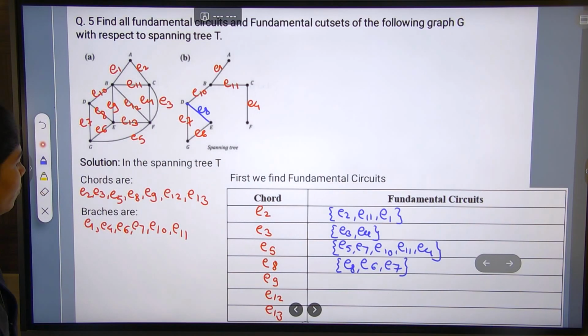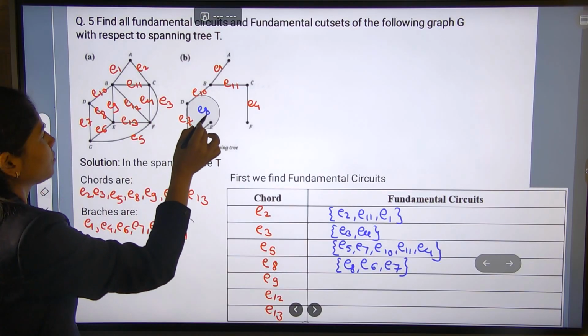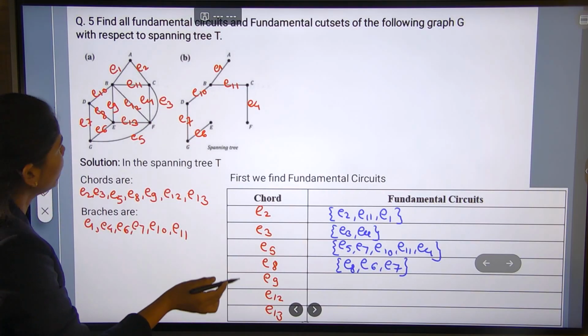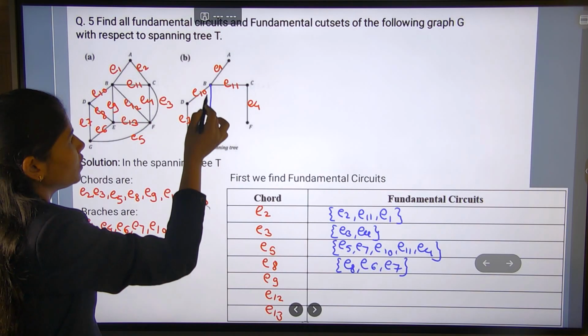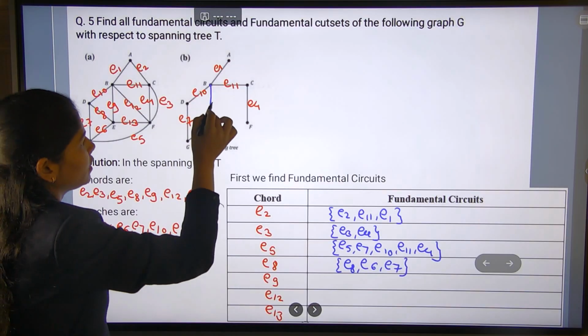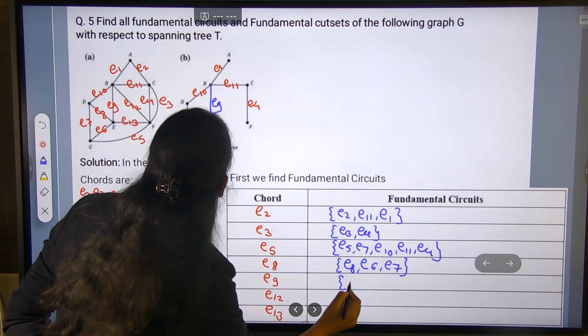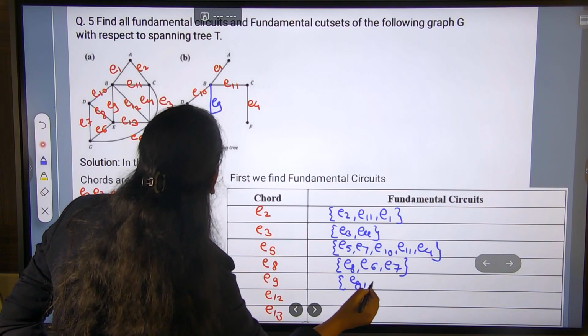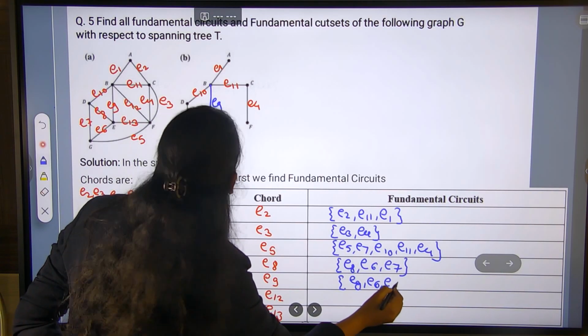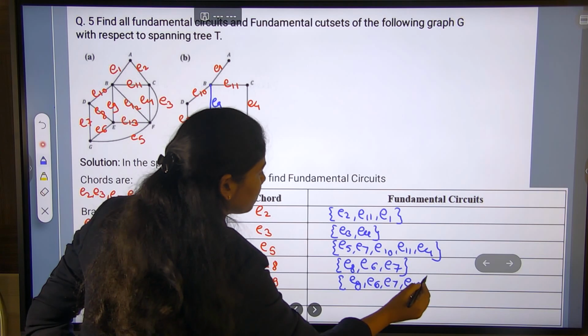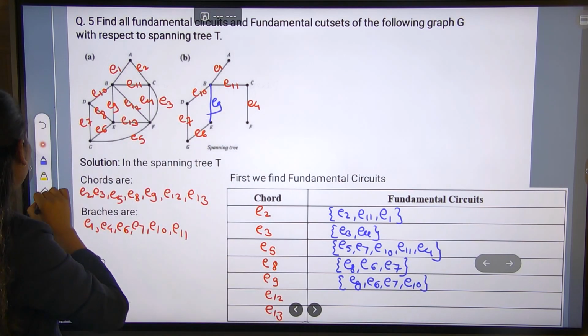Then for the next chord, E9. If we join this, we get here a fundamental cycle. So write down all the edges from that cycle: E9, E6, E7, E10. Go for the next one.